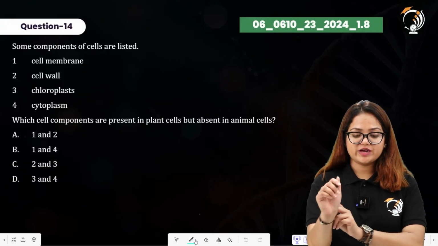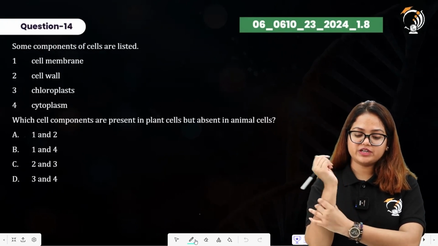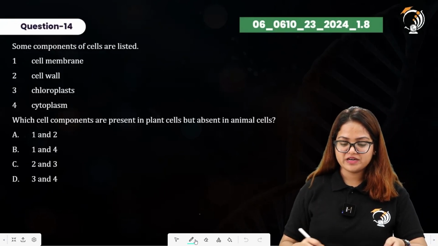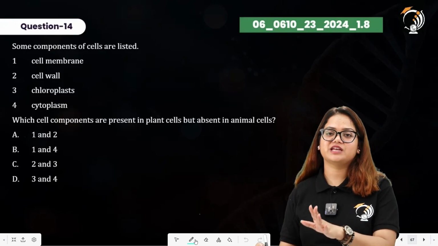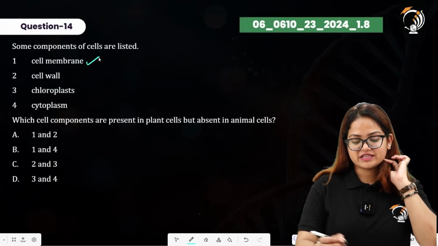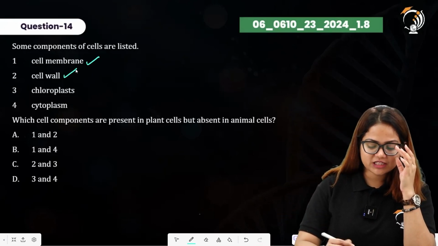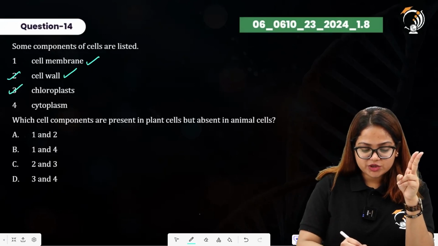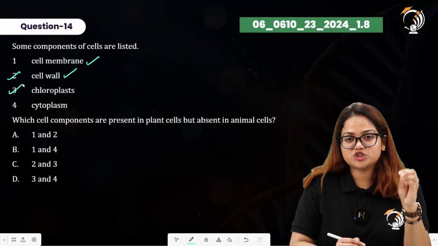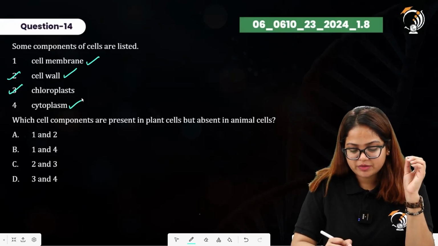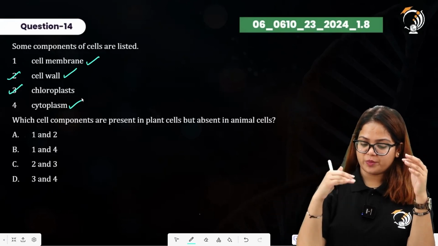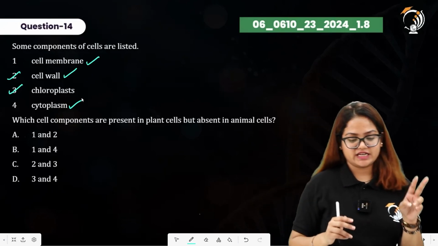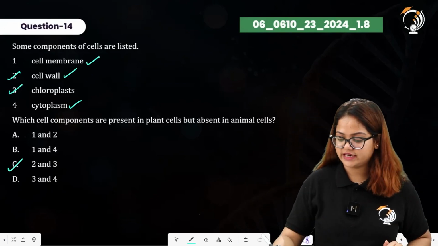We have question number 14 that says some components of cells are listed: cell membrane, cell wall, chloroplast, cytoplasm. Which cell components are present in plant cells but absent in animal cells? So cell membrane will be present in both of these cells. Cell wall is present in plant cell only. Chloroplast will be present in plant cell only, if we are considering that plant cell which is photosynthesizing. Cytoplasm will be present in both of these cells. So which components are present in plant cell but absent in animal cell? We have second and third. Option C is the right answer.